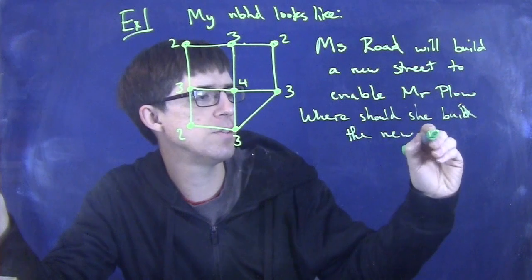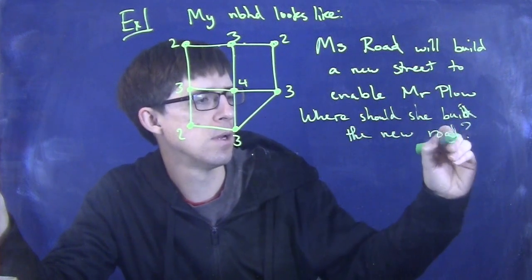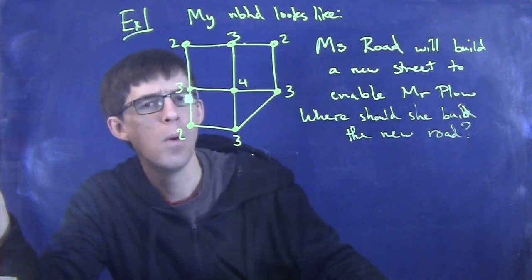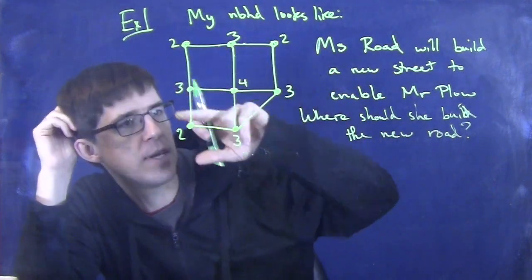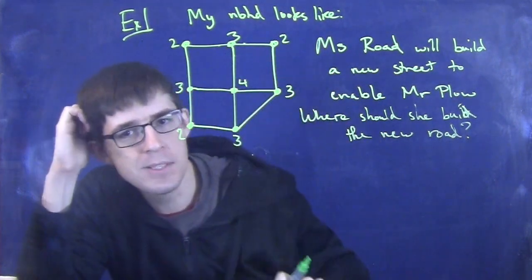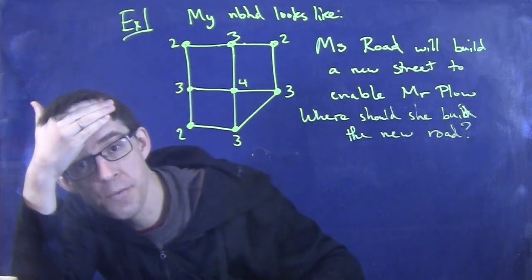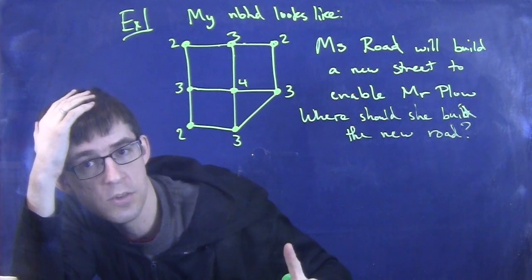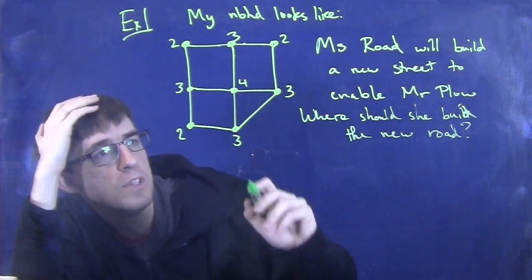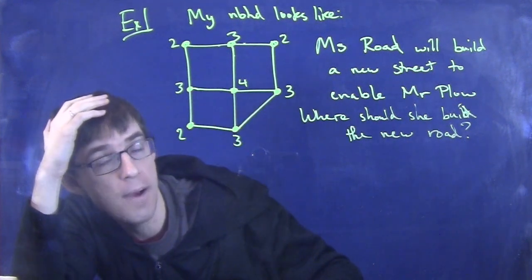Actually, there are several ways you could do this. I'll just say one. What Ms. Road has to think about is, look at this diagram here. There are 4 odds. Is it possible for her to build one new street, which makes it so that there's either no odds or only 2 odds? I'm going to add 1 edge to this graph.